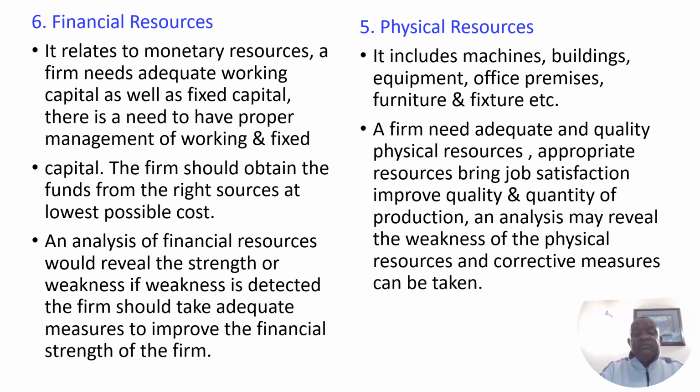And then we also look at the physical resources. It includes machines, buildings, equipment, office premises, furniture, and fixtures, etc. A firm needs adequate and quality physical resources. Appropriate resources bring job satisfaction and improve quality and quantity of production. An analysis may reveal the weakness of the physical resources and corrective measures can be taken. So you can see this environmental analysis will look at the human resource, the financial resource, and the physical resources. So it encompasses all areas of the organization, all areas that touch on the success and the operations of the organization.